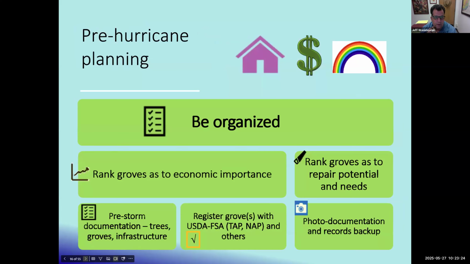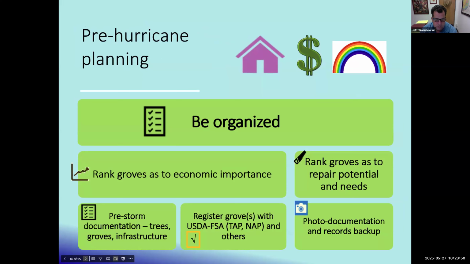So pre-hurricane planning, now is the time. We have time before the storms come. So now is the time to do things on this page. Number one, be organized. Get your plan. What you can do, you have several groves, rank them. Which one is making the most money after a storm? That's the one you go to fix first.